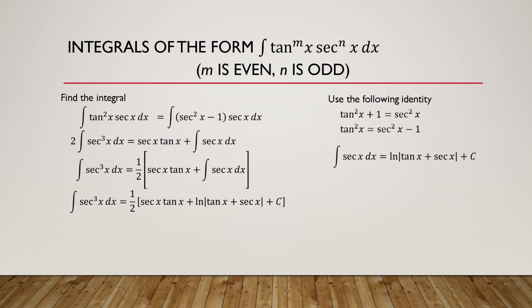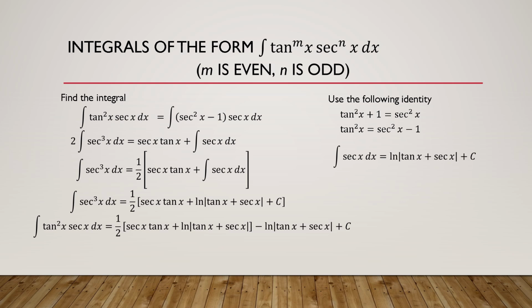We now combine our two answers to get the integral of tangent squared x secant x dx equals 1/2 the quantity of secant x tangent x plus the natural log of tangent x plus secant x minus the natural log of the absolute value of tangent x plus secant x.